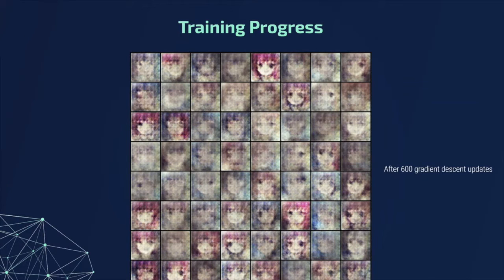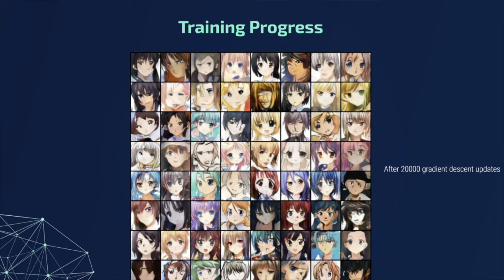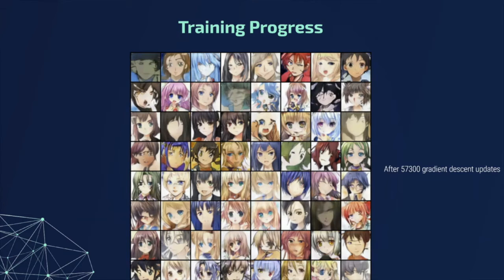So here are some training progress images. This is after 600 gradient descent updates. This is after 2400. This is after 20,000. You can see the faces are a lot clearer here. And this is after 57,300.